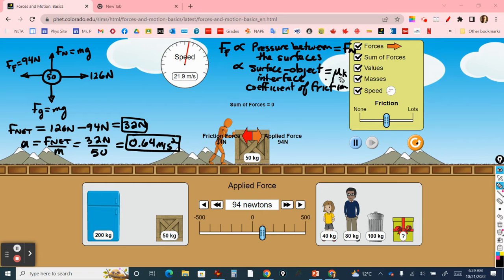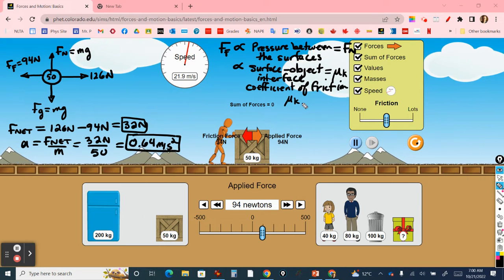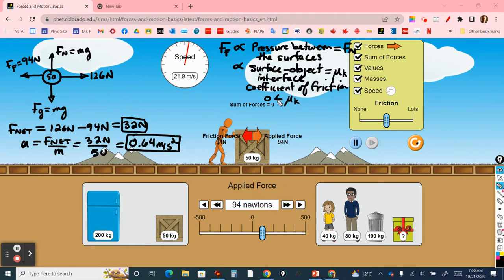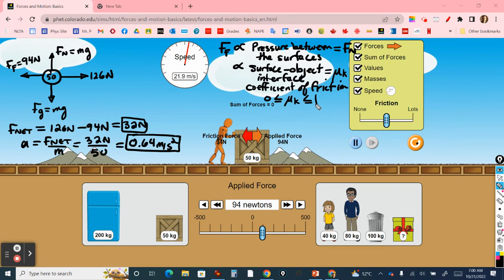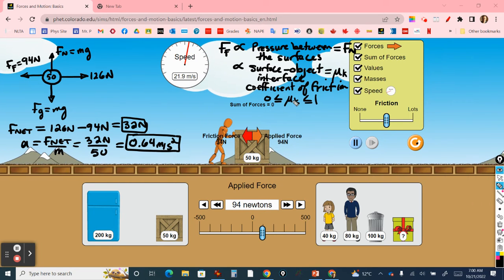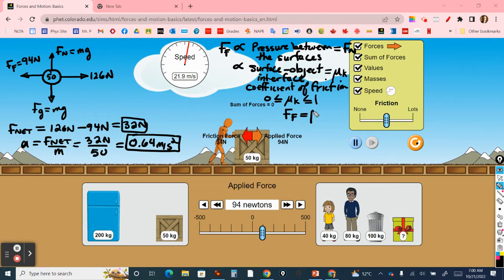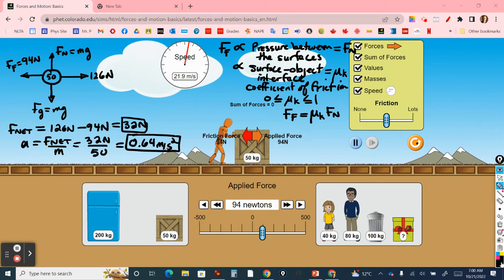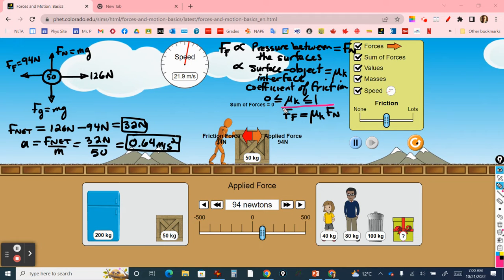Now, one thing about the coefficient of friction is that mu k and mu s, which is the static one, always go between 0 and 1, so less than or equal to 1. You can't have a coefficient of friction that is greater than 1, and you can't have it less than 0. So the force of friction is mu, if we're dealing with kinetic, we'll put a k there, times Fn. And that is the equation for the force of friction.